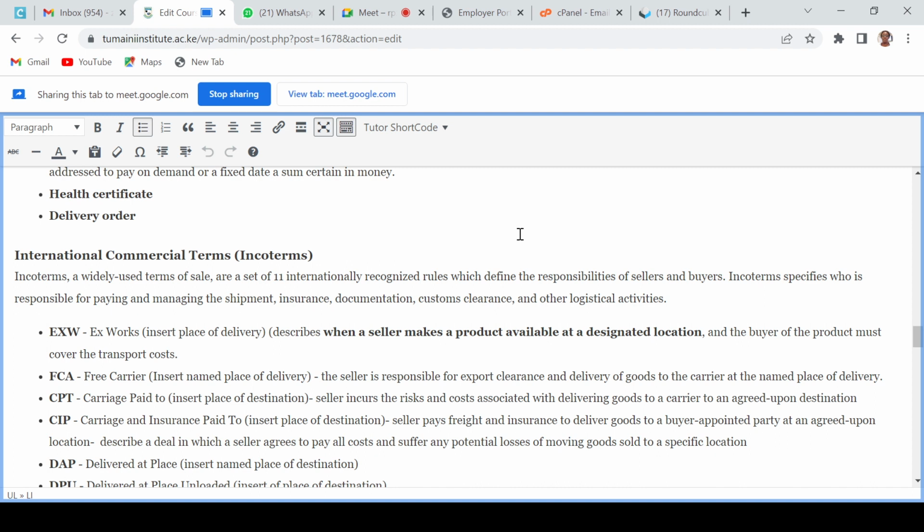They specify who is responsible for paying and managing shipment, insurance, documentation, customs clearance, and other logistical activities. So if somebody asks you what is the purpose or what role does the Incoterm play, I think you can be able even now to talk about it, that they define the responsibilities of sellers and buyers, right? In terms of shipment, insurance, documentation, customs clearance, and other logistical activities that are involved in the export credit. So kindly get that very clear.